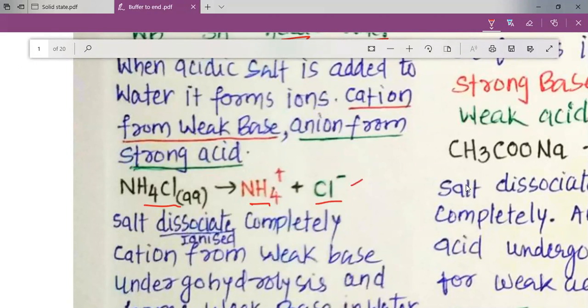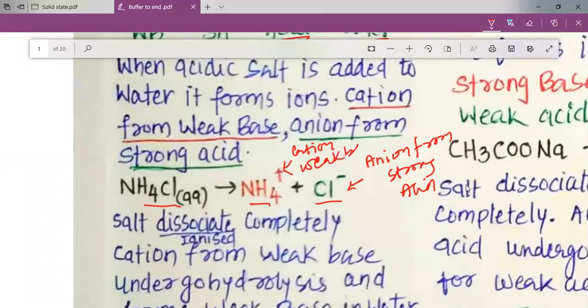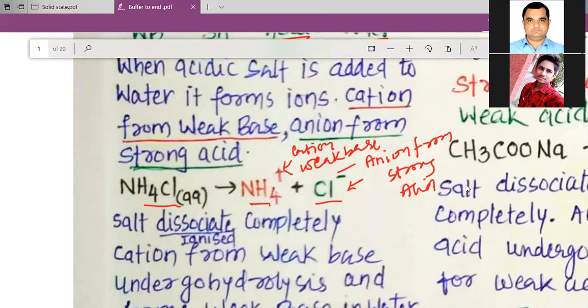Now you know this Cl minus is the anion from strong acid, whereas NH4 plus is the cation from weak base. So NH4Cl produces two types of ion: cation, which is from the weak base, and Cl minus, which is the anion from the strong acid. When salt is added to water, it forms ions: cation from weak base and anion from strong acid.